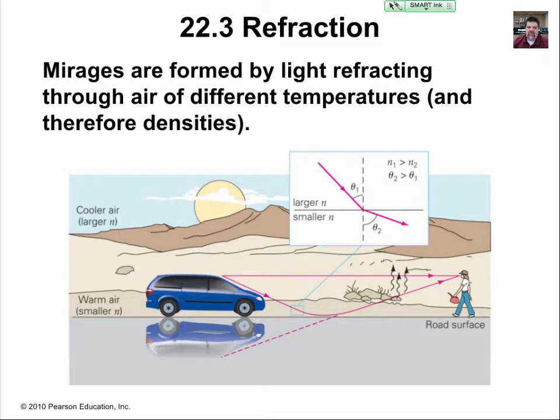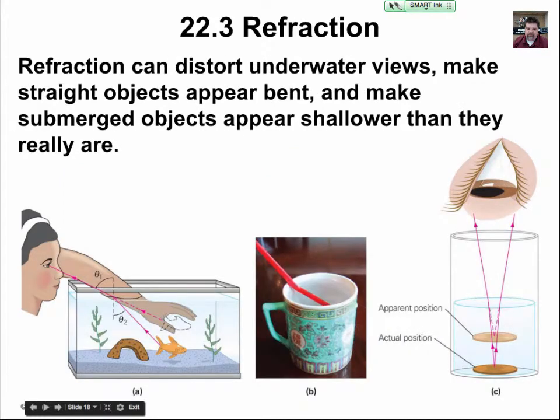So mirages can be formed by light refracting through the air of different temperatures, which means there are different densities. What they're saying is as we're closer to the surface of the Earth, the air is warmer, but as you go up higher, the air is cooler. That does have an impact because of the density of the molecules in the air. And so you'll see kind of a mirage from a distance. And it's all part of Snell's law.